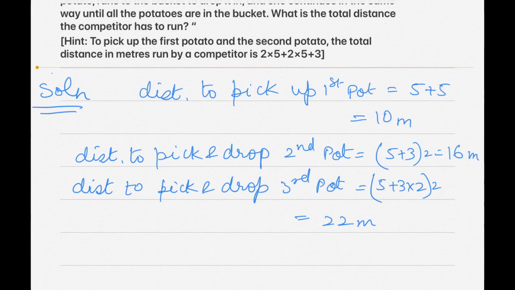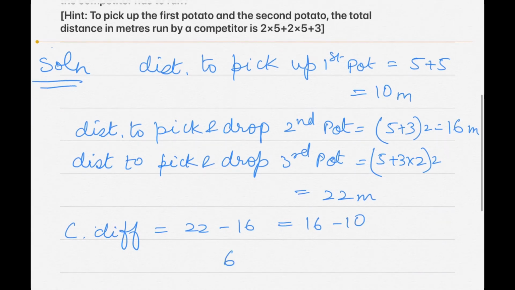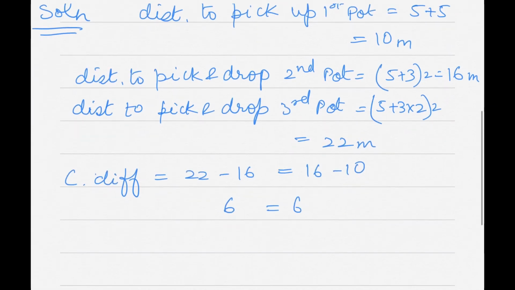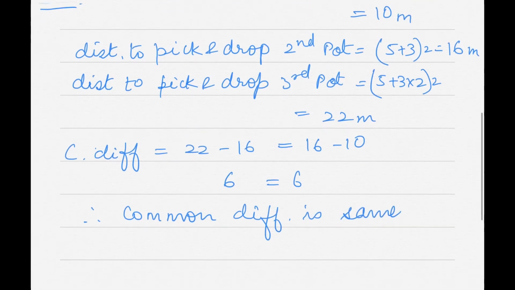So now does it become an AP? I would find out the common difference first, which would be equal to 22 minus 16 is equal to 16 minus 10. So this gives me 6, right? Therefore the common difference is the same, therefore I can say it is an AP.